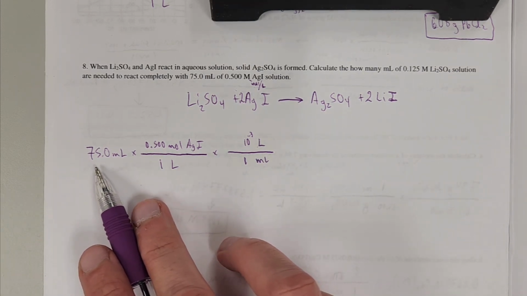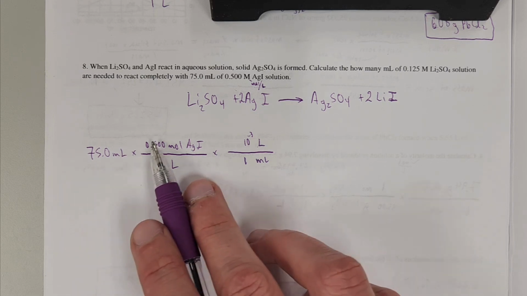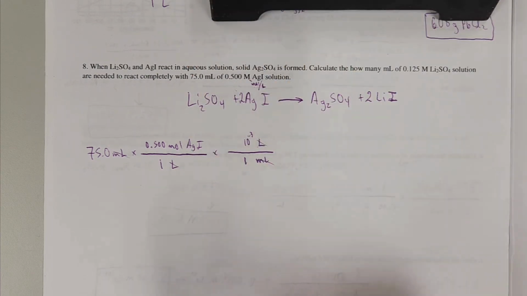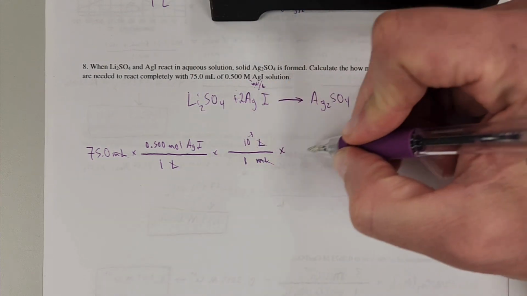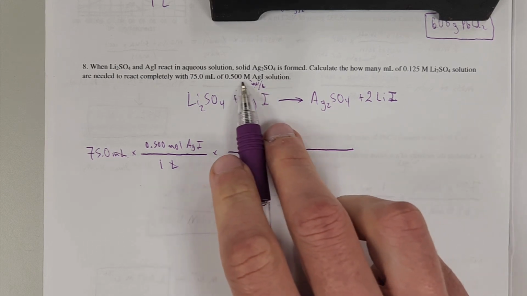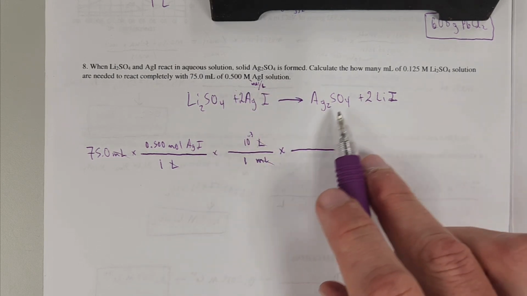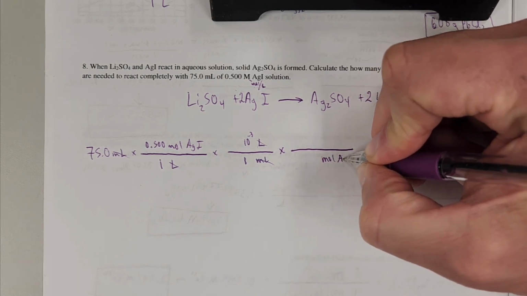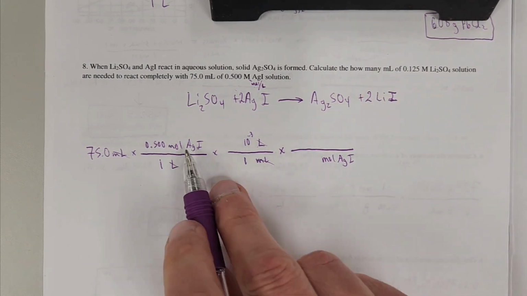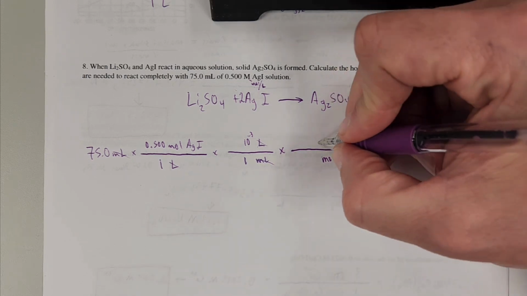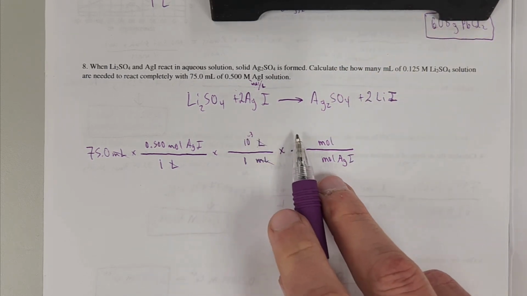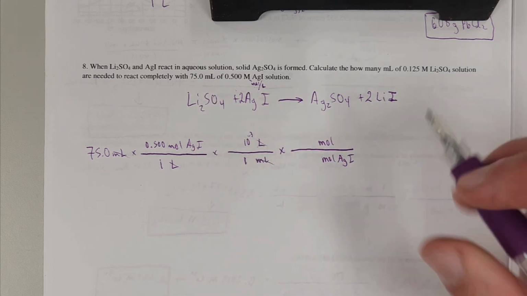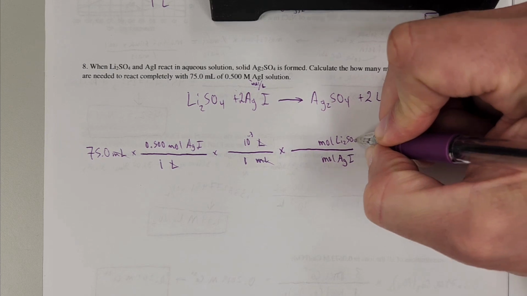Next thing that's going to happen is, well, okay, so we check. Milliliter cancels milliliter, liter cancels liter. Cool, now you got moles of silver iodide. Because you're given information about one chemical and asked to find about a different one, this is when you need the stoichiometry. So I'm going to put moles of silver iodide here, so that moles can cancel moles. And then I'm going to put moles of what I'm trying to find on top. So I am trying to find moles of what? Moles of lithium sulfate.